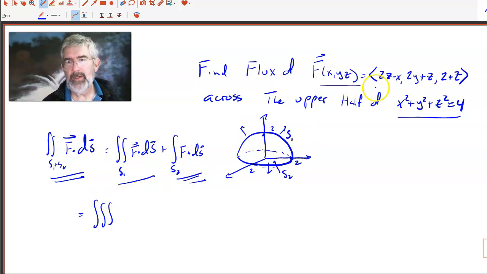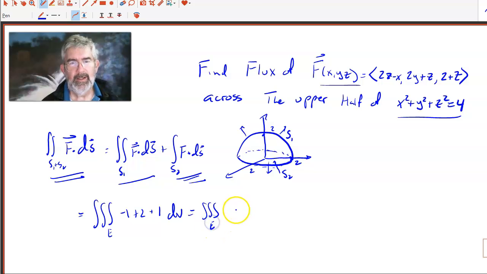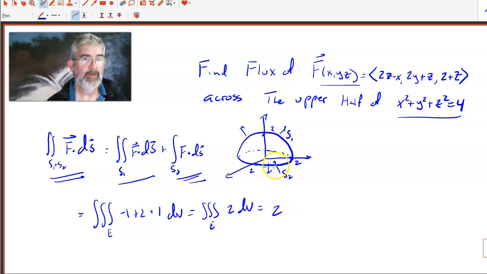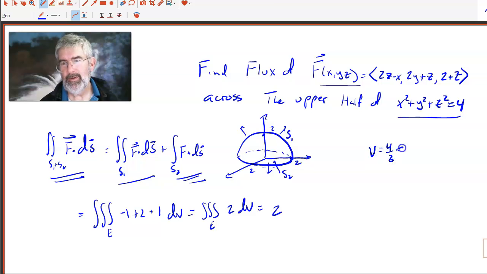Now, the divergence of that vector field is I'm going to take the partial of the first one with respect to x, that's -1, plus the partial of the second one with respect to y, that's 2, plus the partial of the third piece here with respect to z, which is 1, dV. So this is a triple integral over this whole hemisphere here. We've been using E for the solid inside, of 2 dV, which would be 2 times the volume of that hemisphere.